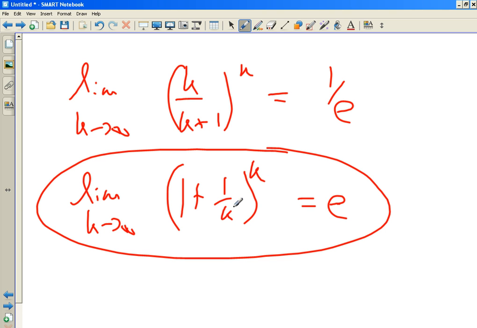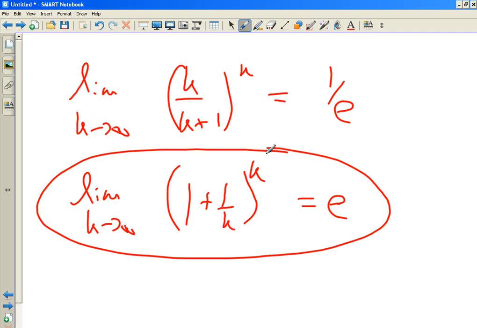So, look, if I want a common denominator, this is k over k, don't I get k plus 1 over k? We've seen this before. Now, we haven't seen it in this form. This is the reciprocal of that, right? So if this limit goes to e, this limit goes to 1 over e. We saw it this way. Where does this come from?